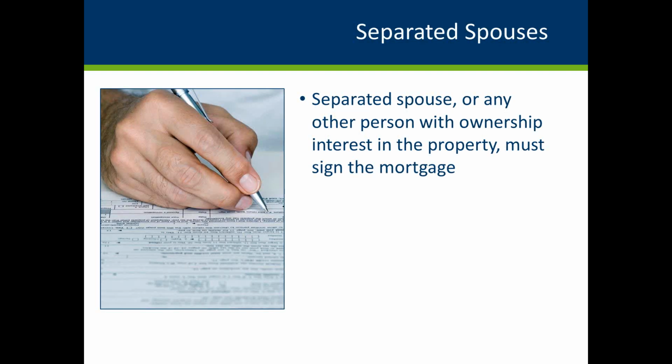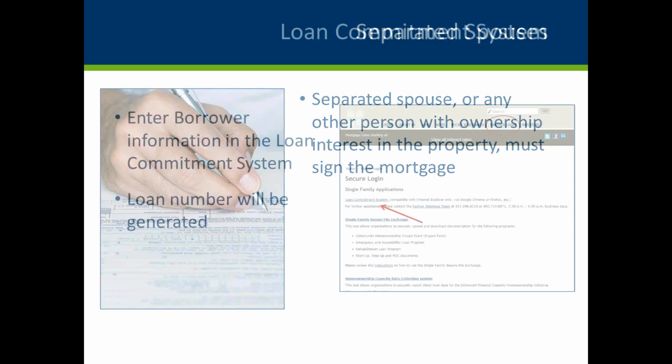When the lender establishes that a spouse permanently resides outside of the house, that separated spouse may be excluded from signing the Emergency and Accessibility Loan Program application and the note, but must sign the mortgage. If the spouse maintains ownership interest in the subject property, they must sign the mortgage.